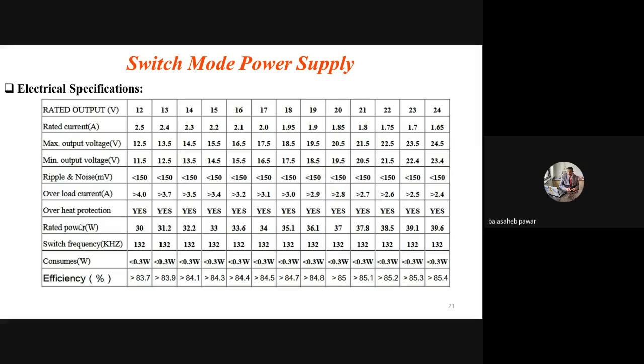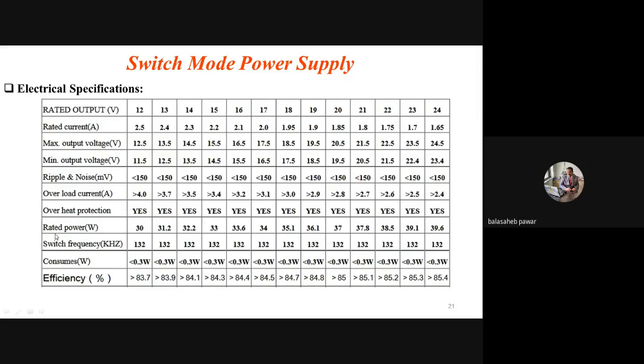So all these are the various SMPS available from that manufacturer, and hence I took it just as an example. Okay, then overheat protection. Yes, that manufacturer is saying they provided the overheat protection. If that SMPS gets overheated, then auto shutdown occurs in their products, right?